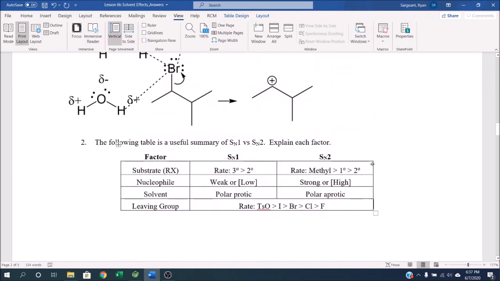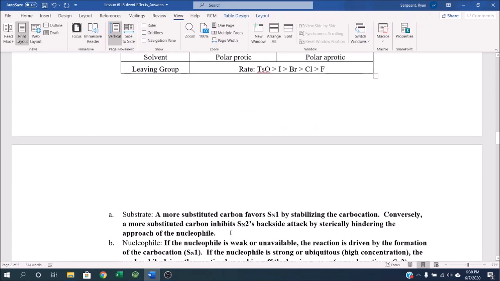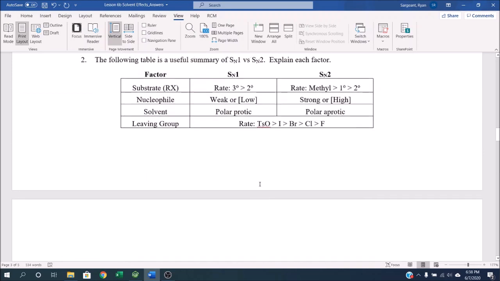And then the opposite is true. If it's a methyl group, then you can't stabilize the carbocation, so it's unlikely to go SN1. And it's also more likely to go SN2 because the methyl group doesn't have any steric hindrance, so it's easier for the nucleophile to hit it. So this statement right here, while I only addressed really what happens with SN1 and how SN2 is unfavored, if you say the reverse of that, you'll explain why SN2 is favored by less substituted carbons.